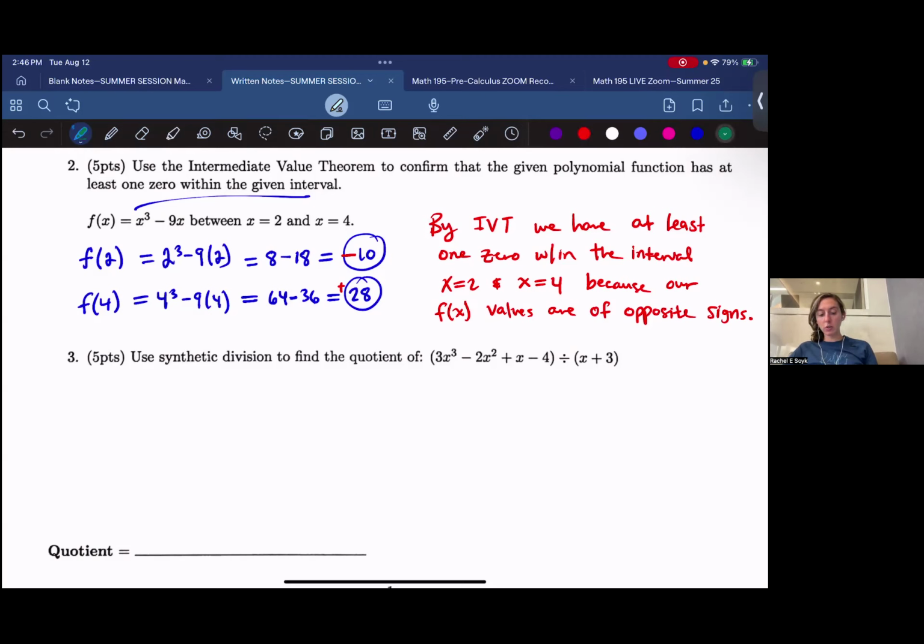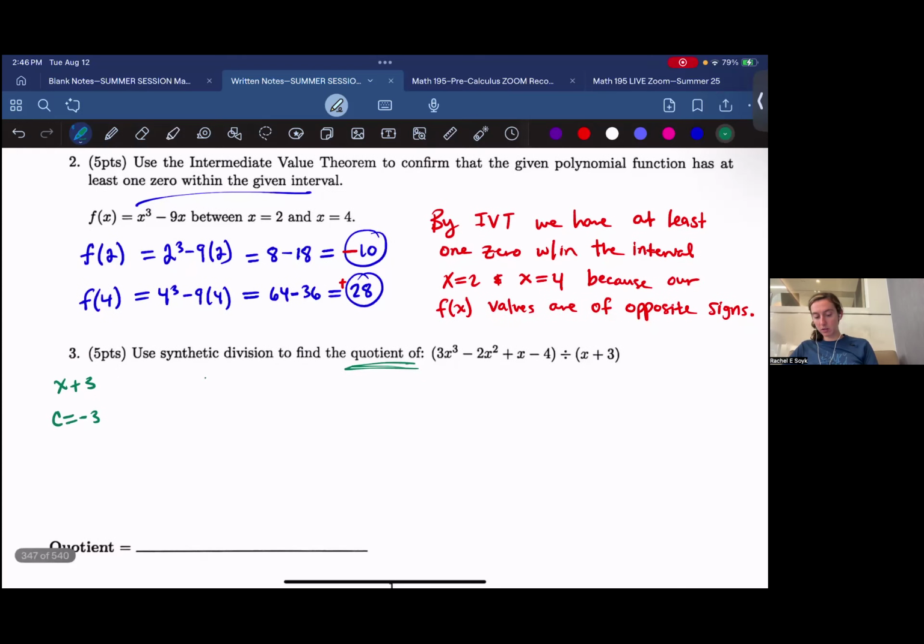Question 3, we're asked to use synthetic division to find just our quotient. We don't need to list our remainder. We could put it in when we're showing our work, but not for our solution. So x plus 3 gives us that c value of negative 3. And then pull out the coefficients. 1, 3, negative 2, we have no placeholders here.